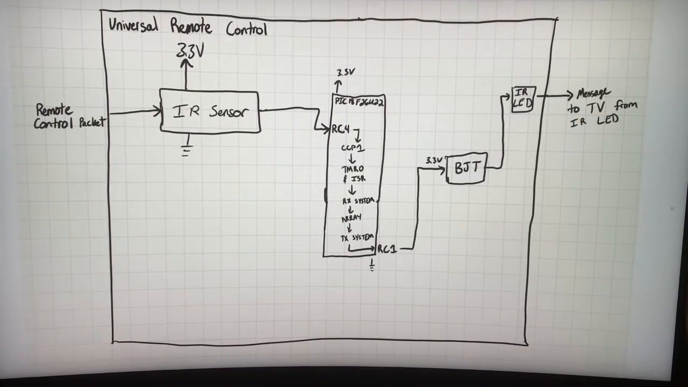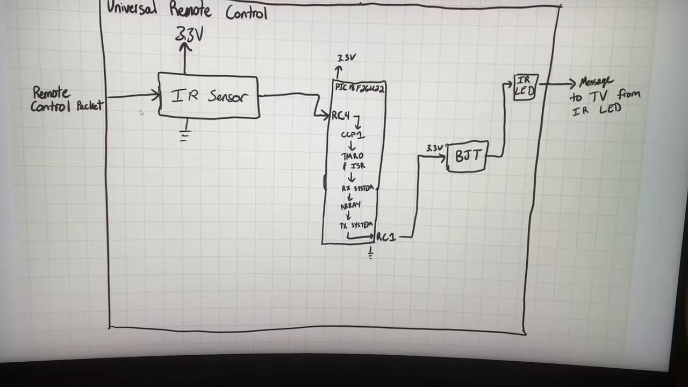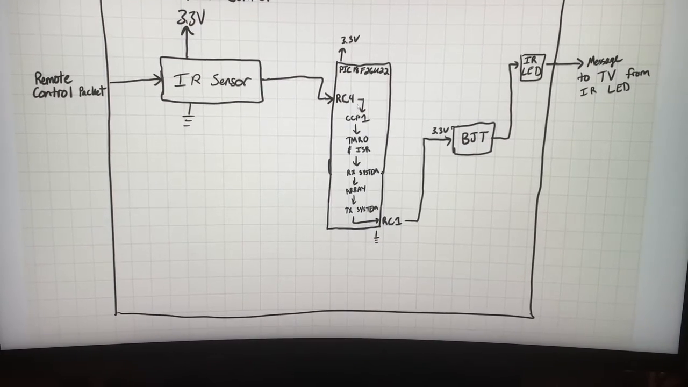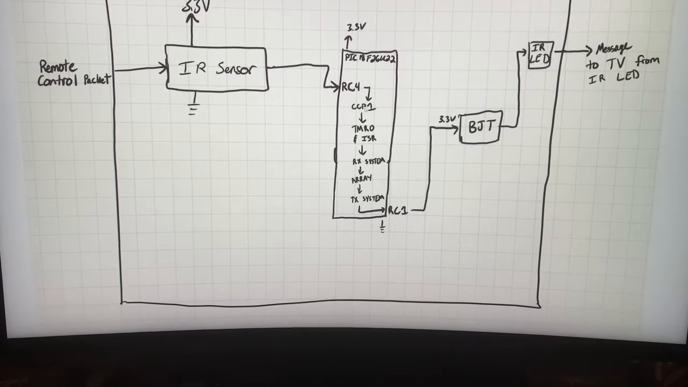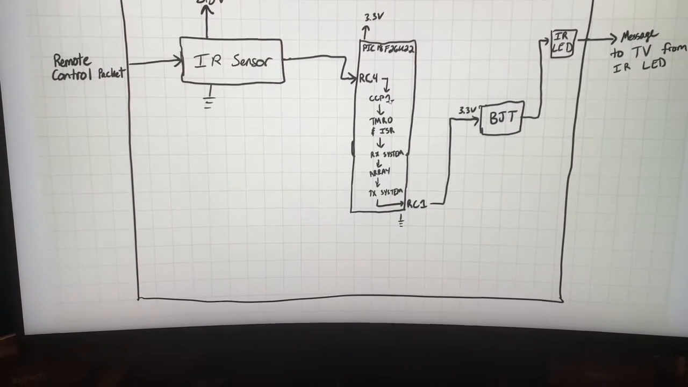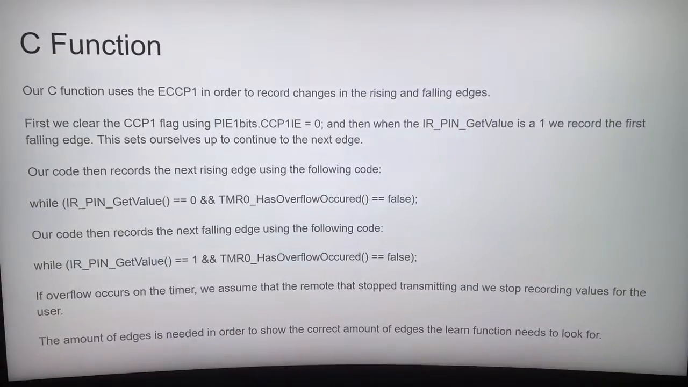So our system takes a remote control packet through our IR sensor, which is connected to RC4. And first we run it through CCP1 that comes into here, and this is our C function. So I'm going to go on that first. It's one of the 2 functions that I'm going to talk about.